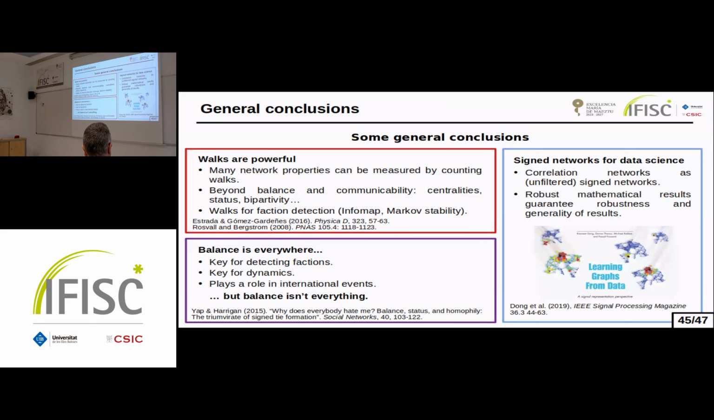Finally, I want to remark that signed networks are an important tool in data science, and this is because when we have data sets, it is quite typical to obtain correlation matrices from them, and correlation matrices are in essence an unfiltered version of a signed network. And mathematical results in this context are very important because they provide us with universal and general truths, admittedly in simplified settings, but that let us understand with certainty what is going on and to compare the real situations with these idealized settings.